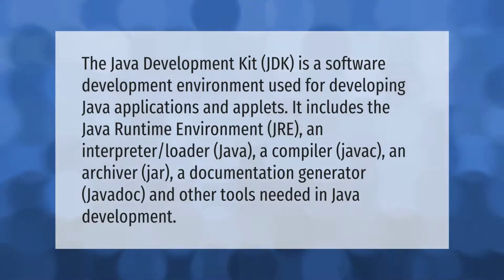The Java Development Kit, JDK, is a software development environment used for developing Java applications and applets. It includes the Java Runtime Environment, JRE, an interpreter, loader, java, a compiler, javac, an archiver, jar, a documentation generator, Javadoc, and other tools needed in Java development.